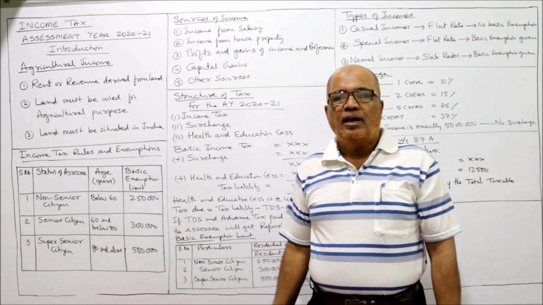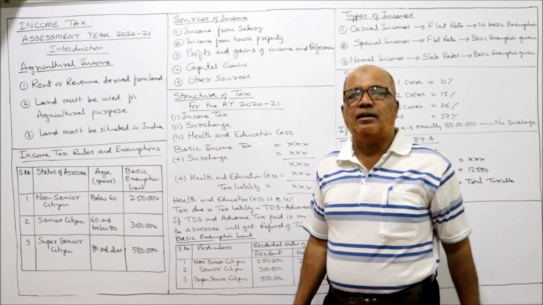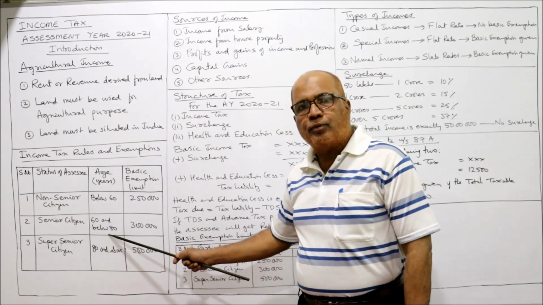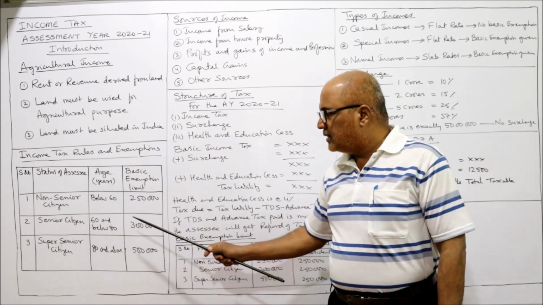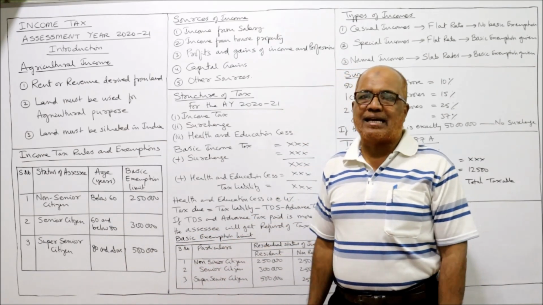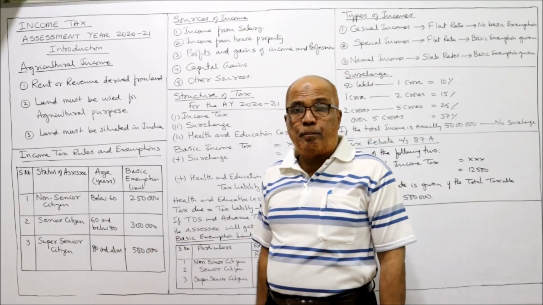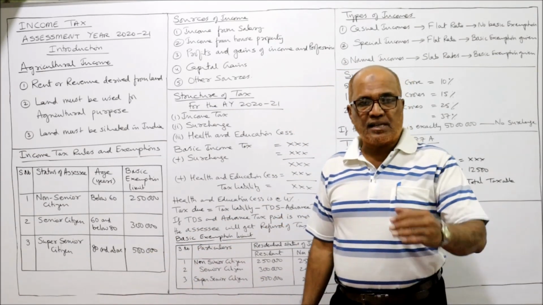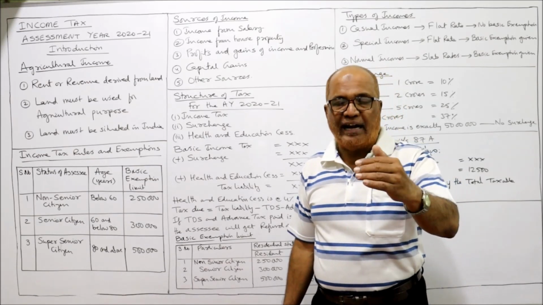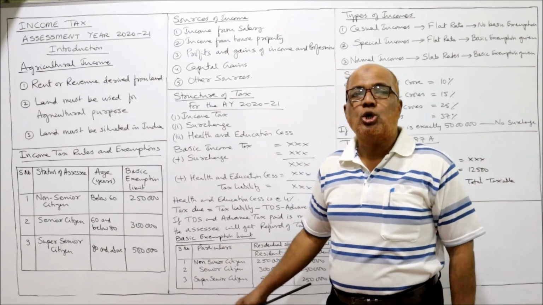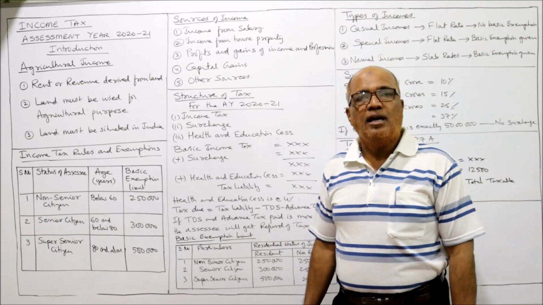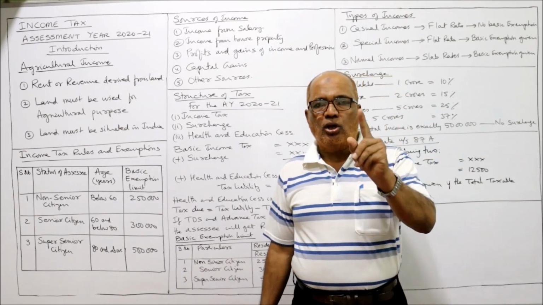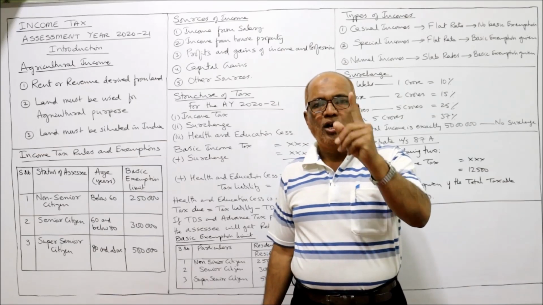Senior citizen: a person above 60 but up to 80 years. Then 3 lakh rupees is the basic exemption limit. Then super senior person, 80 years and above: the basic exemption limit is 5 lakh. So remember three things: non-senior, senior, super senior.